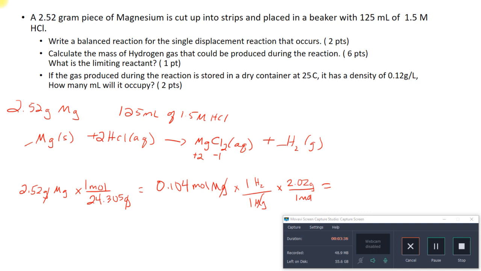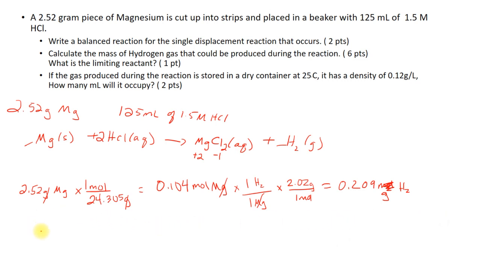Okay, so the final answer here is 0.209. Now in my calculator I actually kept all the extra significant figures. If you don't, you might get a different answer. That's not moles, it's grams of H2. So that's how much H2 the magnesium could make. We have to consider also how much H2 might come out of the HCl.